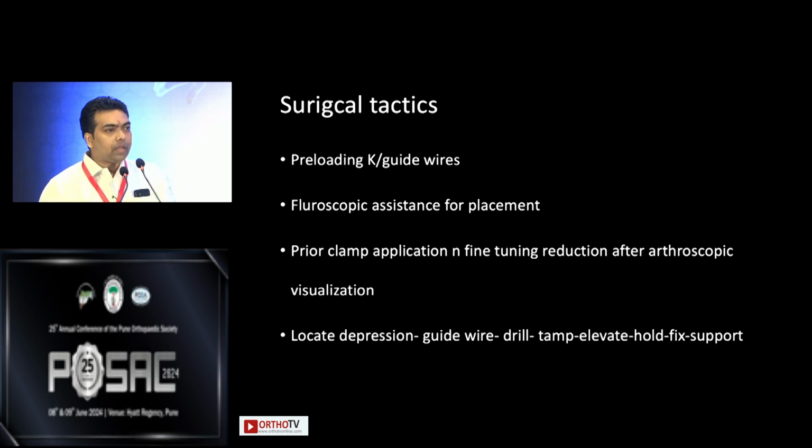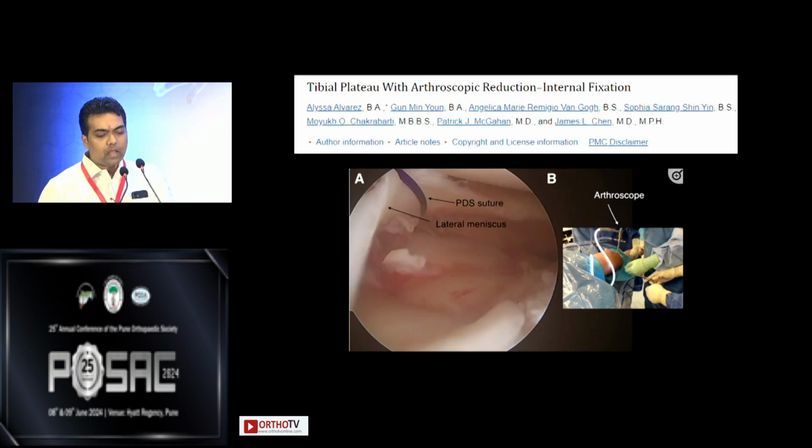Prior clamp application, just putting the clamps at the fracture site in cases of split fractures, is very important. Once you visualize the fracture arthroscopically, we can just dial the reduction with the clamp and then compress it with visualization. And we need to locate the depression, guide wire drilling, tamping, elevating it, holding it, fixing it, and then supporting it. So we need to go through these steps while fixing it.